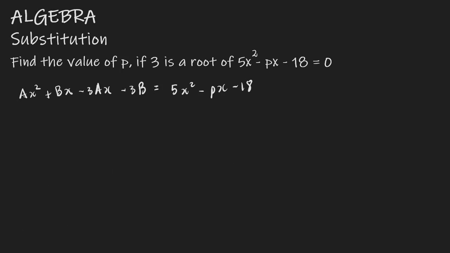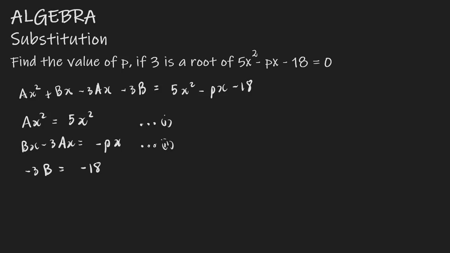At this point, I can identify which terms are equal. I know ax squared is equal to my 5x squared. These are the two x squared terms. And bx minus 3ax is equal to minus px. These are the x terms. And minus 3b is equal to negative 18. These are the constant terms. We'll let this be equation 1, equation 2, and equation 3.